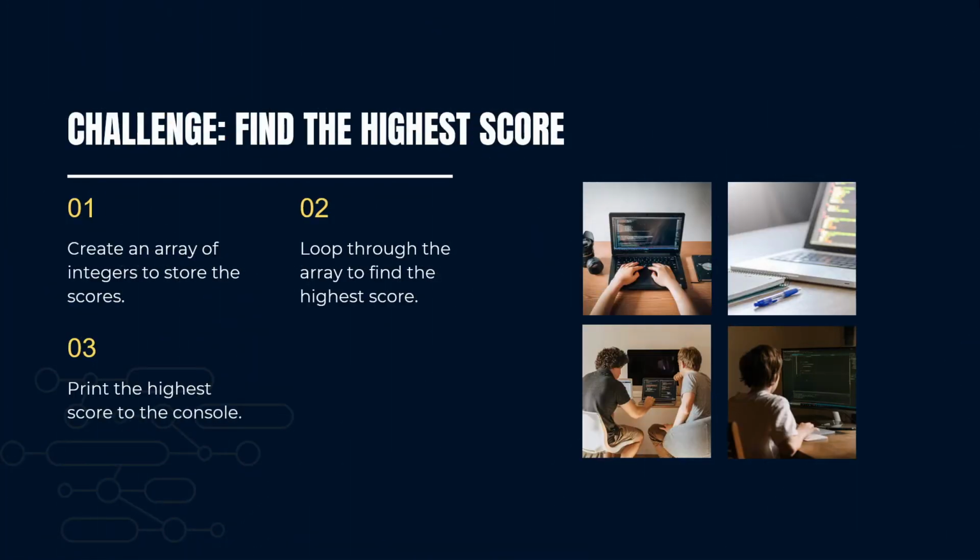Alright, it's challenge time. Let's put your new skills to the test. I want you to write a program that finds the highest score in an array of player scores. Here's what you need to do. Create an array of integers to store the scores. Loop through the array to find the highest score. Print the highest score to the console. As a hint, you might start by assuming the first score is the highest and then compare it with the others. Here's a quick example to get you started.